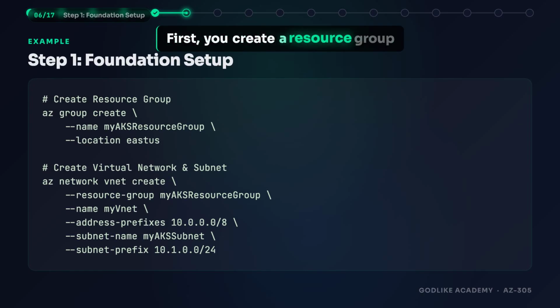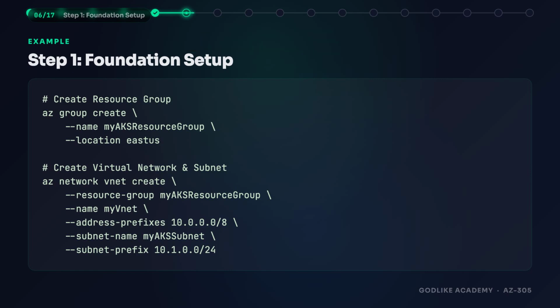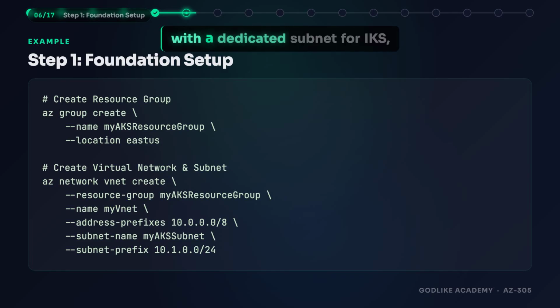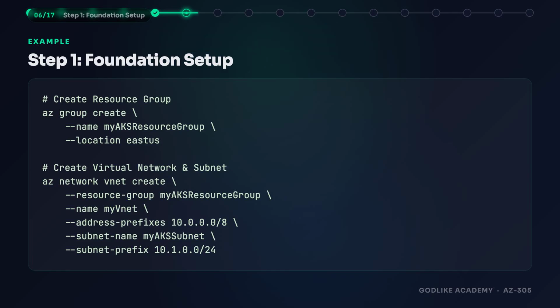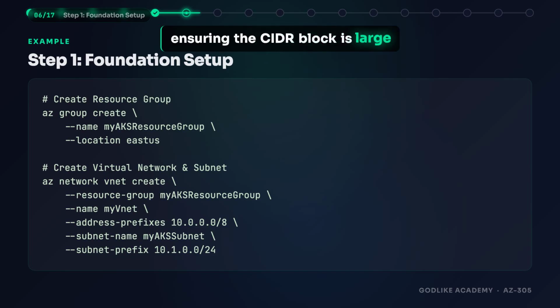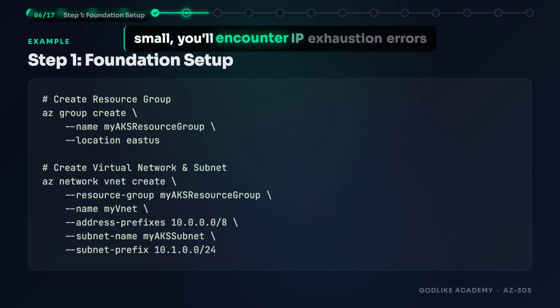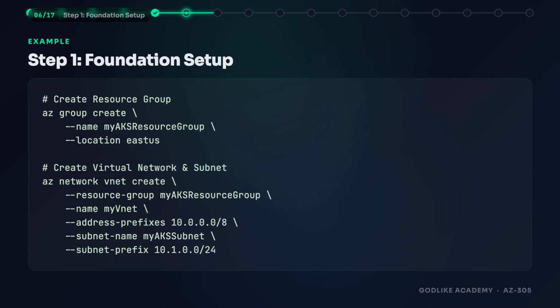First, you create a resource group using az group create to hold your cluster resources in a specific region like East US. Then you define a virtual network with a dedicated subnet for AKS, ensuring the CIDR block is large enough to accommodate all pod IPs. This subnet will hold the pod IPs later on. If you size the subnet too small, you'll encounter IP exhaustion errors that prevent scaling your cluster, directly impacting your application's ability to handle increased load.